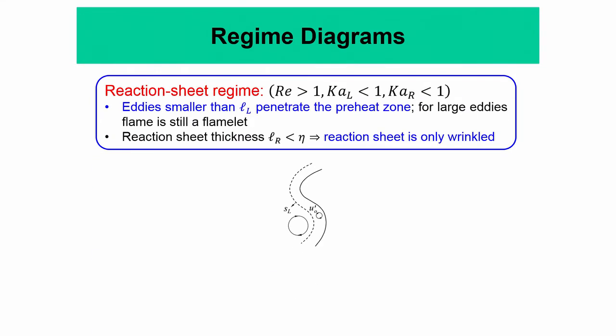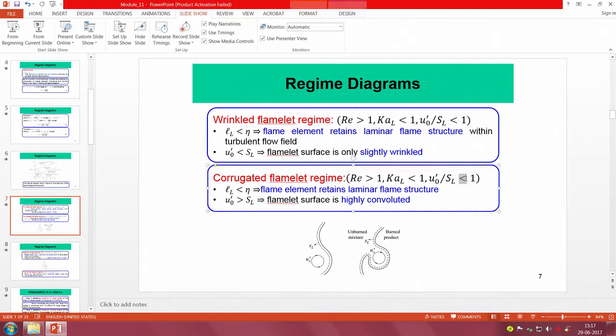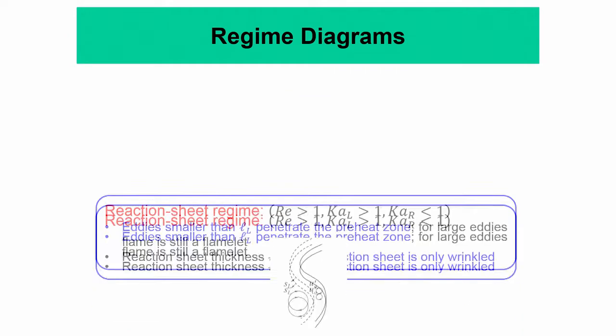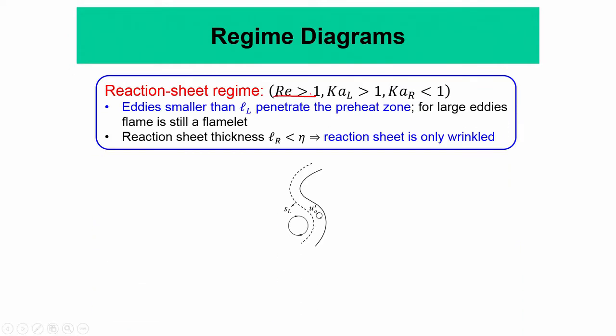Okay. But in the reaction sheet regime, the Reynolds number is greater than 1 and the flame Karlovitz number is actually greater than 1. Here also it should be greater than 1, so this has to be greater than 1. So, in the reaction sheet regime, when the Reynolds number is greater than 1 and the flame Karlovitz number is greater than 1, the reaction Karlovitz number is still less than 1.